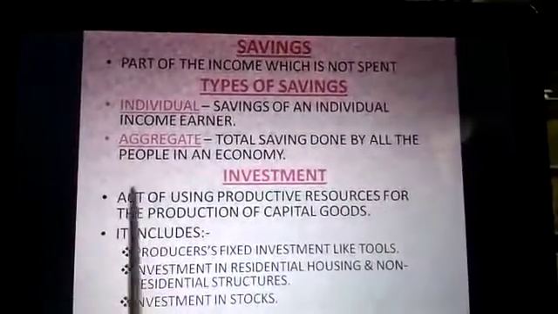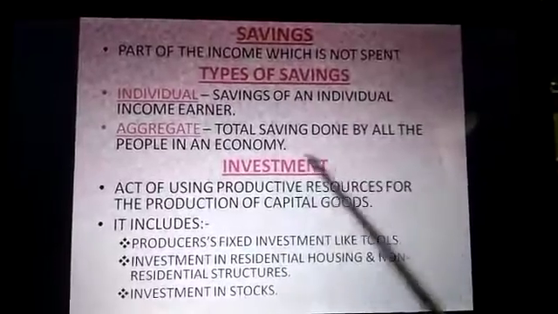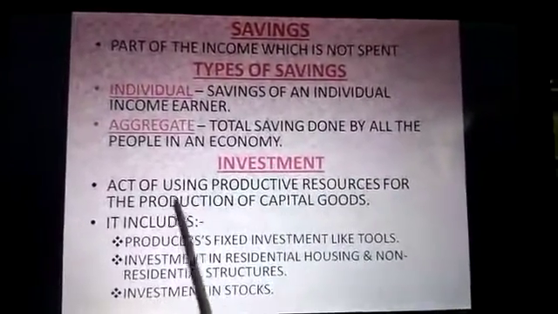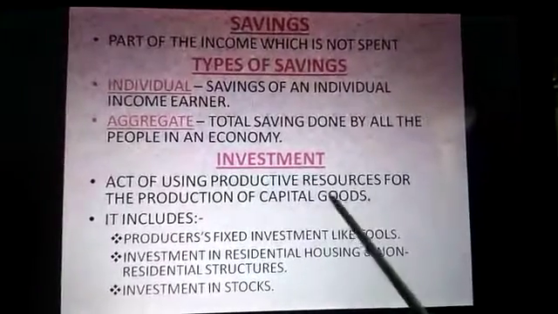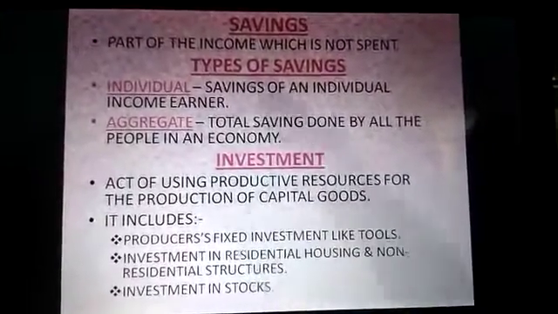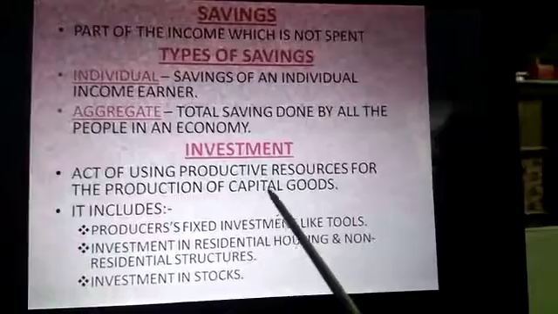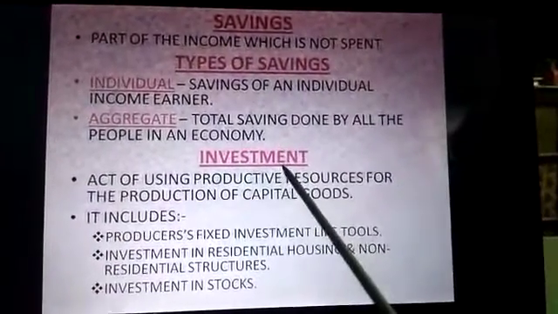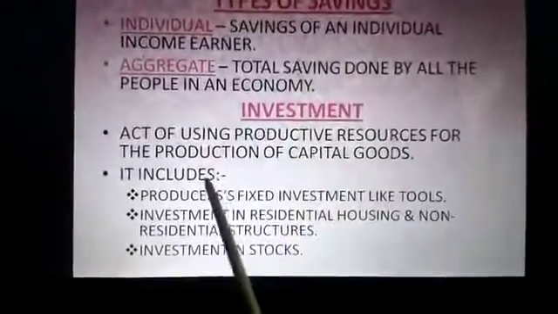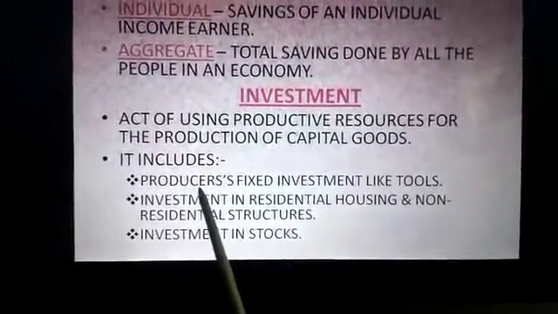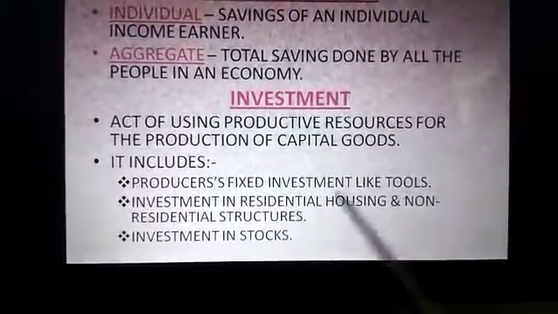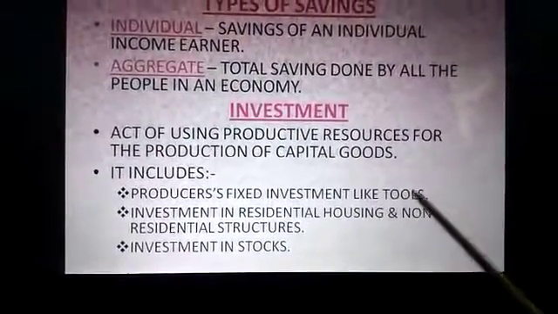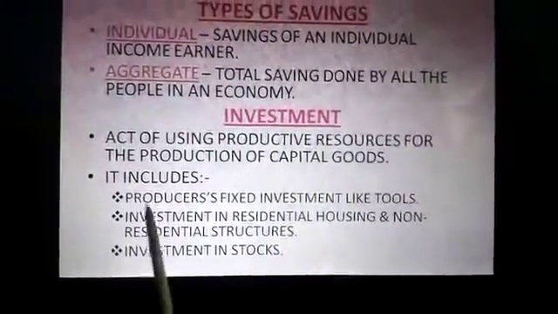Okay? It is the act of using productive resources, that is land, labor, capital and entrepreneur, for the production of capital goods. These capital goods will again help us earn money. For example, tea which we made from milk will help us earn an income. Then that becomes investment. Now, investment includes a producer's fixed investment, like fixed, that means he can use it for a longer period of time. Any form of machines, tools which he uses.